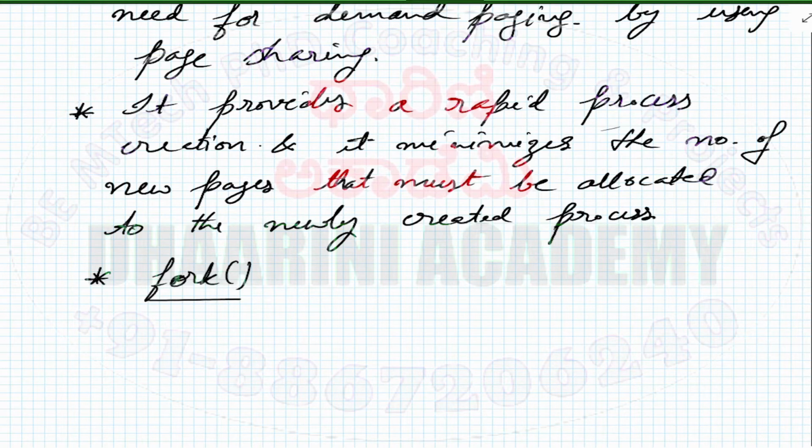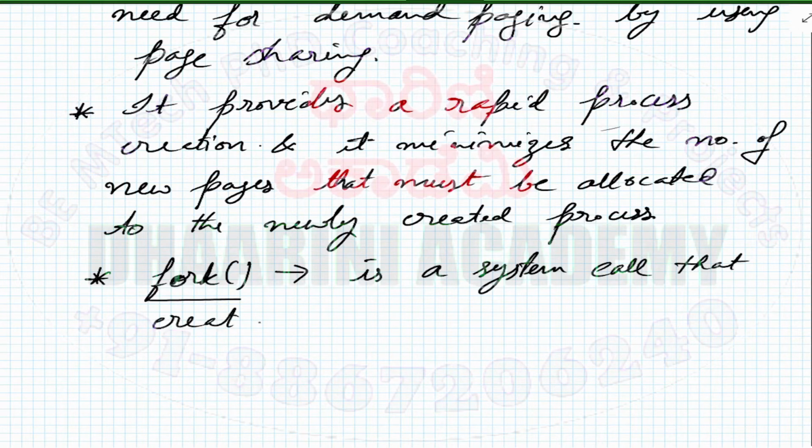Fork is the common name given by all operating systems to a specific system call that creates a child process. So what is a child process? When a process generates another process, the newly generated process is called a child process, and the one which creates the child process is called the parent process. So fork will be called by the parent, and it is going to generate a child process.